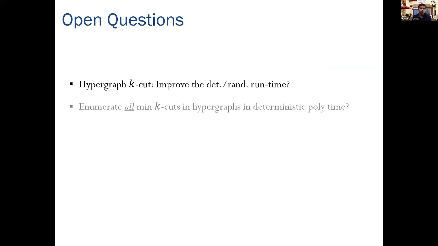In terms of open questions, can we improve this deterministic runtime? Can we improve the randomized runtime? That is also open. Can we enumerate all min k cuts in hypergraphs in deterministic polynomial time? We do know how to do this in randomized polynomial time. Can we do this in deterministic polynomial time? And going back to the motivation, can we resolve the complexity of submodular K partition for fixed constants K?